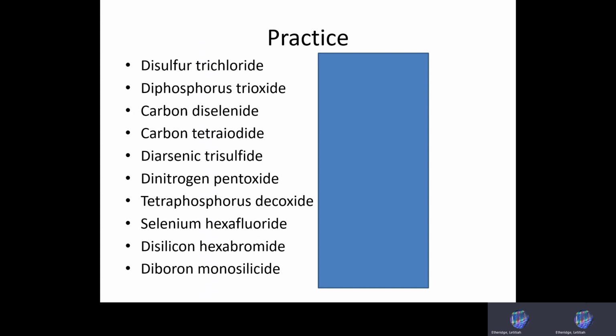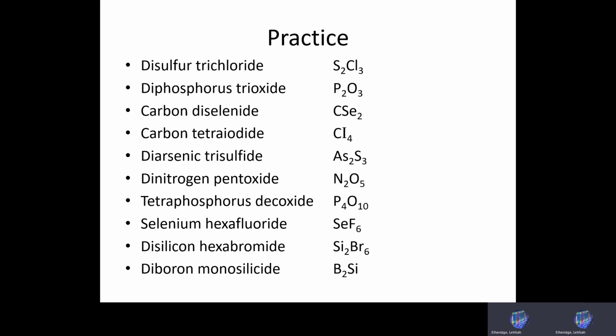And then the last one is diboron monosilicide, right? So di implies that we have 2. We're talking about boron here. The symbol is B. Monosilicide says I have 1 silicon. So the answer is B2Si. Okay. Hopefully you were able to get those correct.